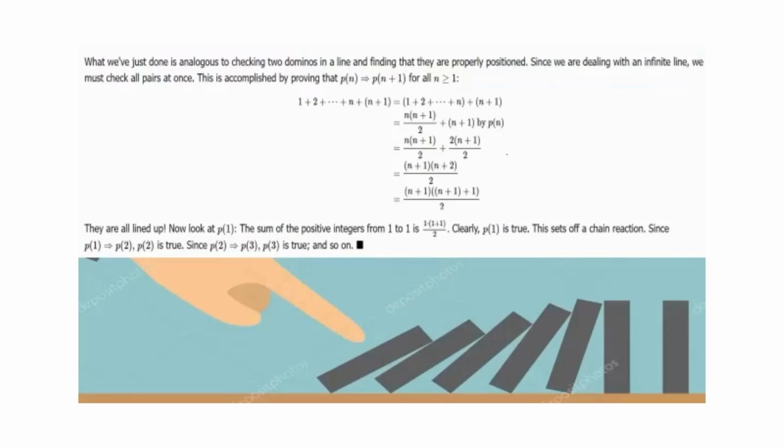So look at P of 1 here. The sum of the positive integers from 1 to 1 is 1 times 1 plus 1 over 2. By that, we can see that P of 1 is true. So this now will set off a chain reaction. Since P of 1 will set off P of 2, P of 2 is true. Since P of 2 will set off P of 3, then P of 3 is true, and so on and so forth.